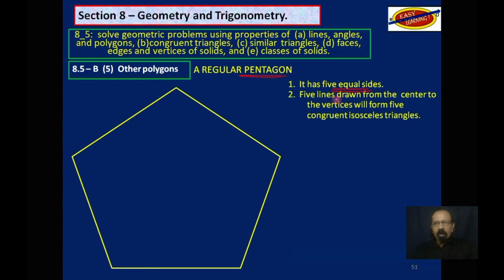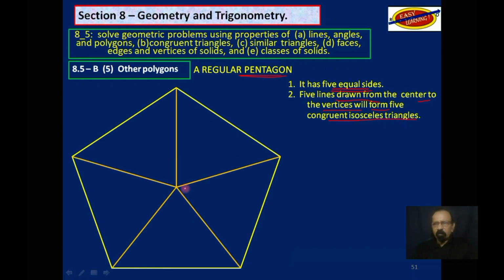Secondly, 5 lines drawn from the center to the vertices will form 5 congruent isosceles triangles. Congruent means that triangles are identical in angles as well as sides. So if we draw 5 lines from the center here, we get 5 isosceles triangles that are identical to each other. The angle that each triangle subtends at its center is 72 degrees. That is to say, this angle here is 72 degrees. Why? You divide 360 by 5 and you get 72. That angle there is 72.